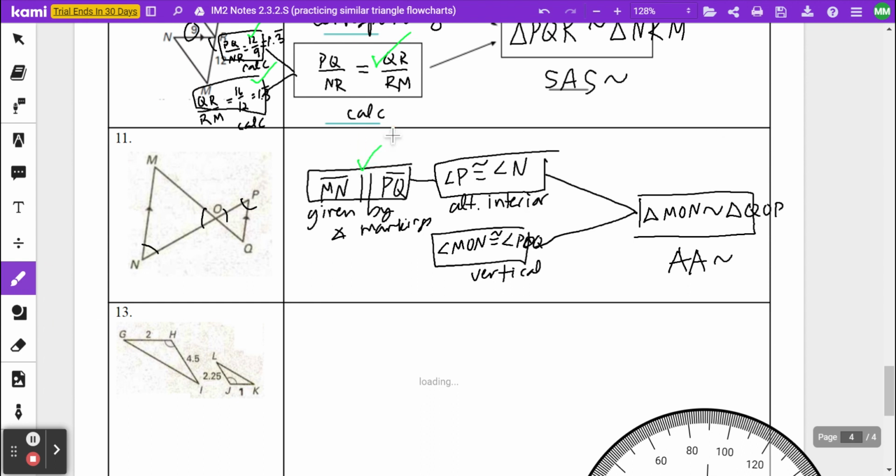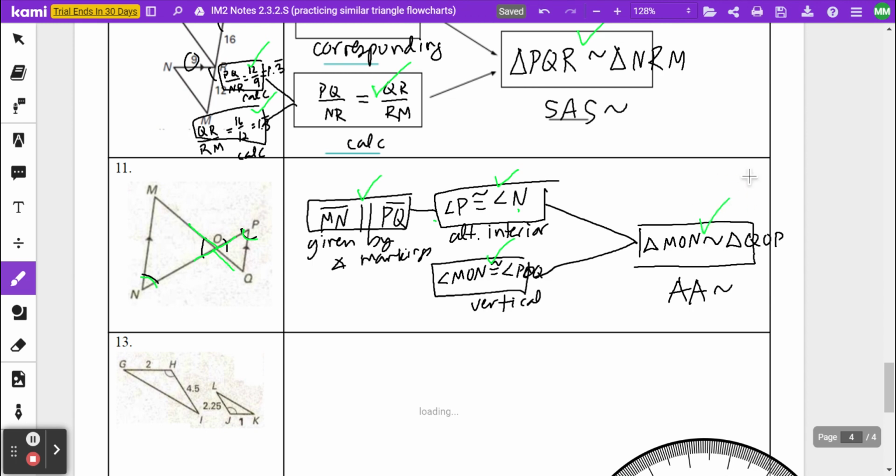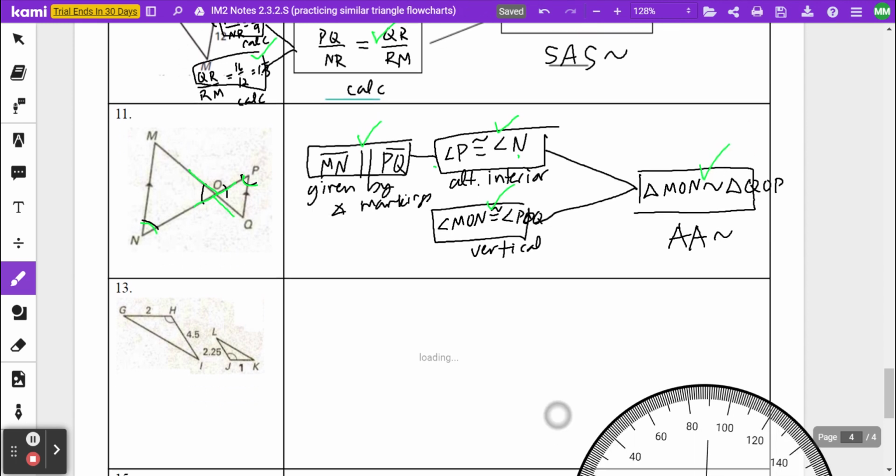These are indeed parallel, which does imply that these angles are congruent. I only need one letter for each because there's no competition for either of these angles about what that letter could represent. MON, MON. That's that angle. Is congruent to POQ. That's that angle. That's true. Those are vertical. That's enough for me to say that triangle MON is similar to triangle QOP by angle-angle similarity.